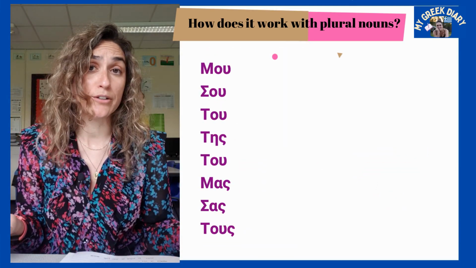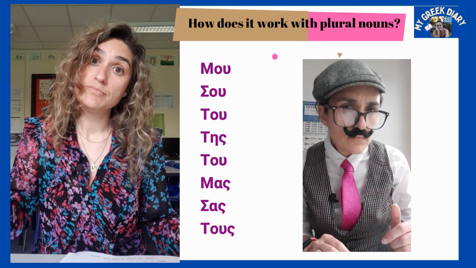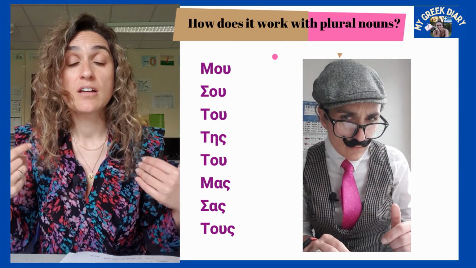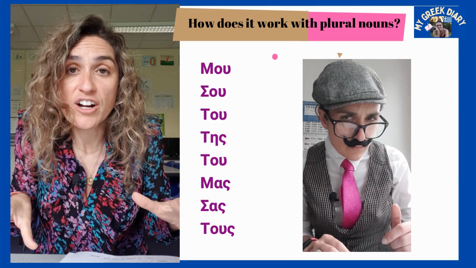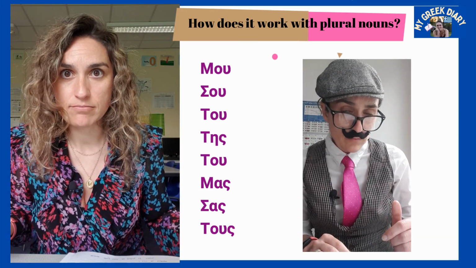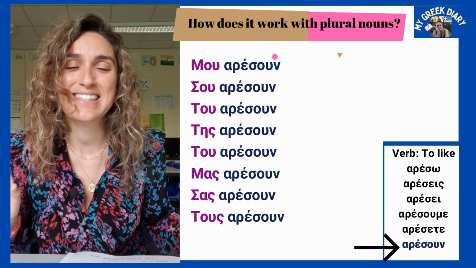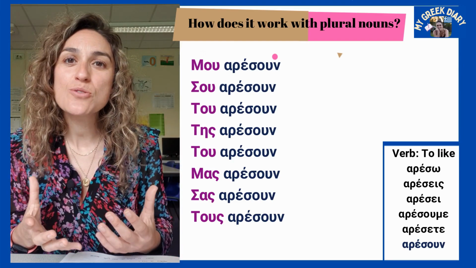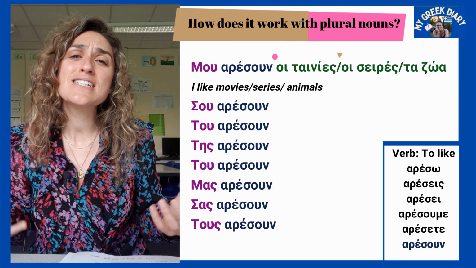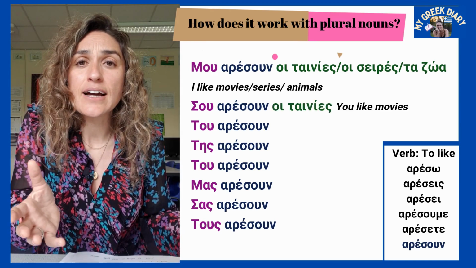So here, what we are going to do is to keep μου, σου, του, της, του, μας, σας, τους. That's not gonna change. But now, what we like is plural. So we cannot say αρέσει. We will say αρέσουν. Yes, that's how we are gonna say. Μου αρέσουν οι ταινίες. Μου αρέσουν οι σειρές. Μου αρέσουν τα ζώα. Σου αρέσουν οι ταινίες.